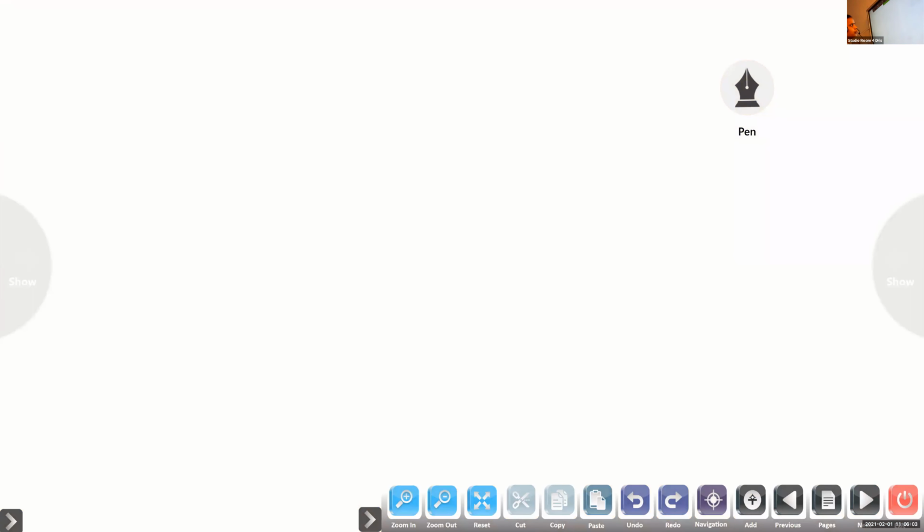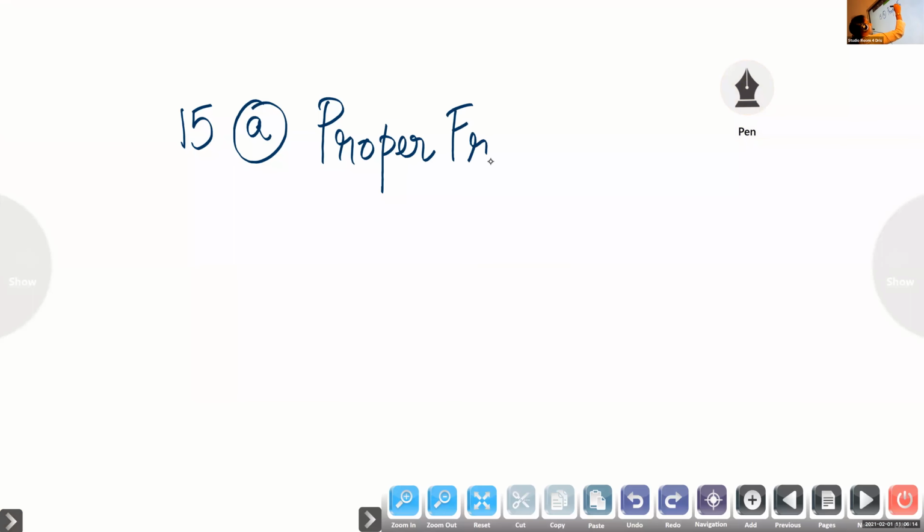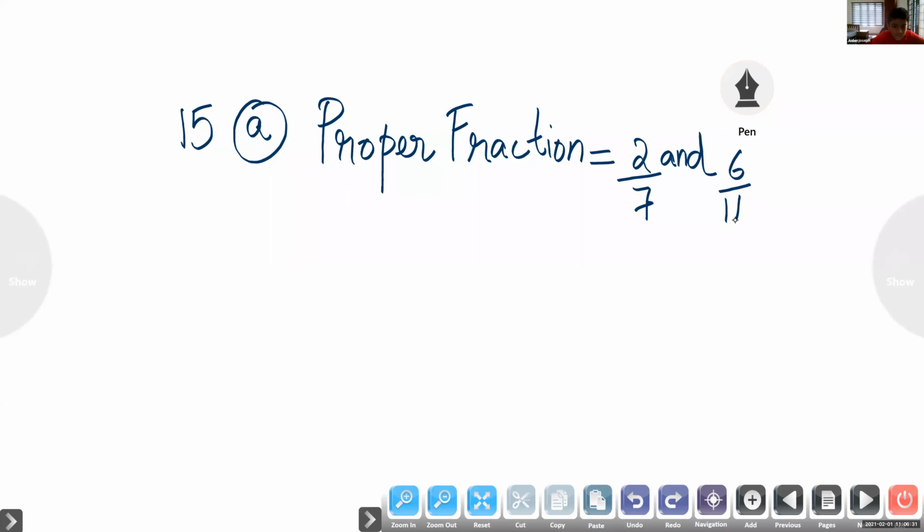Proper means numerator less. So question number children 15A. Children, all the children you have to do with me. Proper fraction. Write and list out all the proper fractions. Yes, Aiden? Tell me the answer. 2 by 7. Very good. And check, is there any more? 6 by 11. Very good. Only this much. So we have 2 by 7 and 6 by 11.